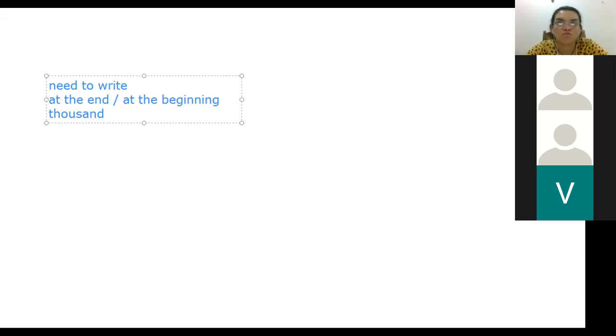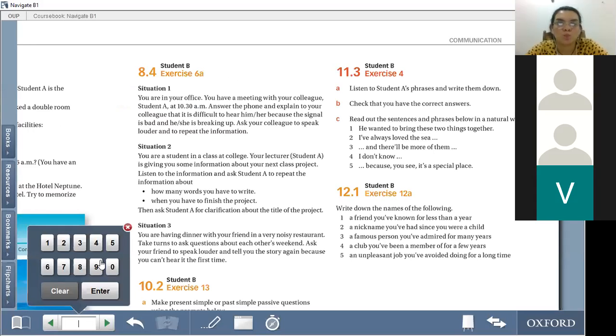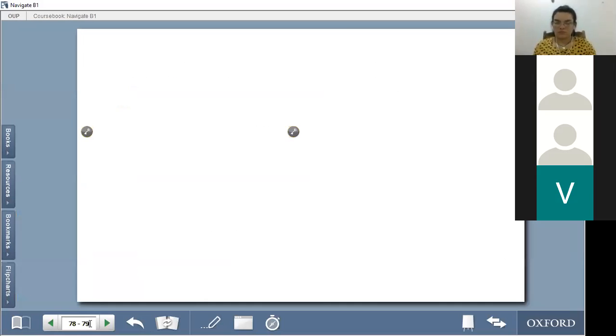How can I clear all drawings? Not sure. Navigate, okay. Can you see where I am? Yeah, 78, I think. No, enter. 78, enter. Okay.